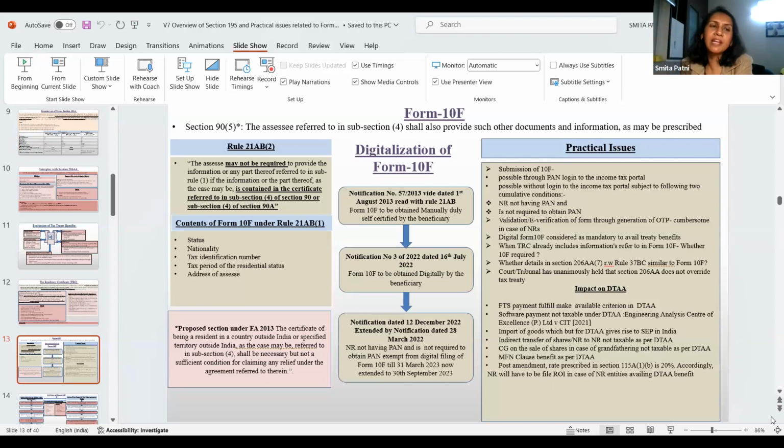But again, the benefit we can take only after providing TRC and 10F. Similarly, as already discussed about SCP, MFN clause, indirect taxation, indirect transfer of NRI to NRI, all benefits of the treaty can only be availed if you provide TRC and 10F. Then only you can take the lower tax treaty benefit rate. Otherwise, you have to deduct tax as per the rate specified in the Income Tax Act.